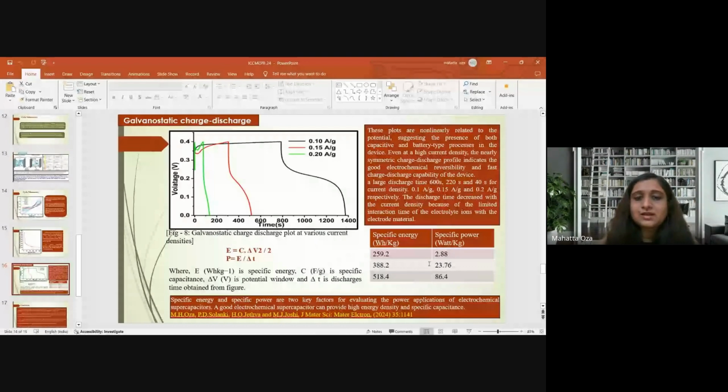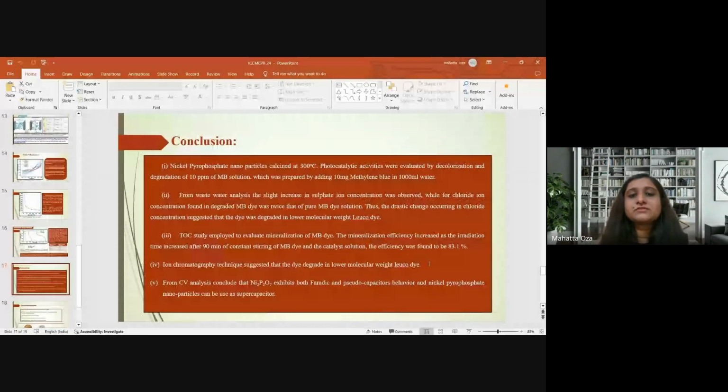So now I conclude my talk. The nickel pyrophosphate nanoparticles were calcined at 300 degrees Celsius. Photocatalytic activities were evaluated by decolorization and degradation of 10 ppm of MB solution, which was prepared by adding 10 mg methylene blue in 1000 ml water.